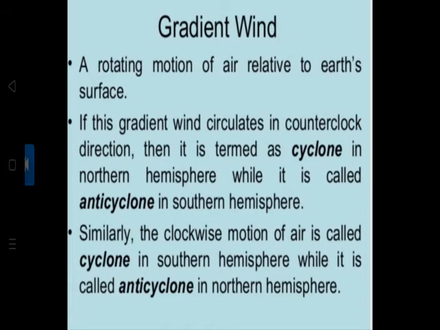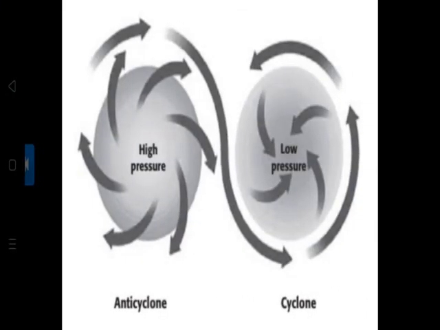It is termed by different names, that is cyclone in the northern hemisphere, anticyclone in the southern hemisphere, if the wind circulates in counterclockwise direction. Similarly, the clockwise motion of air is called cyclone in the southern hemisphere, while it is called anticyclone in the northern hemisphere. So this is a good way to show what exactly anticyclone and cyclone are in the southern and northern hemisphere, and how they occur. High pressure, anticyclone; low pressure, cyclone.